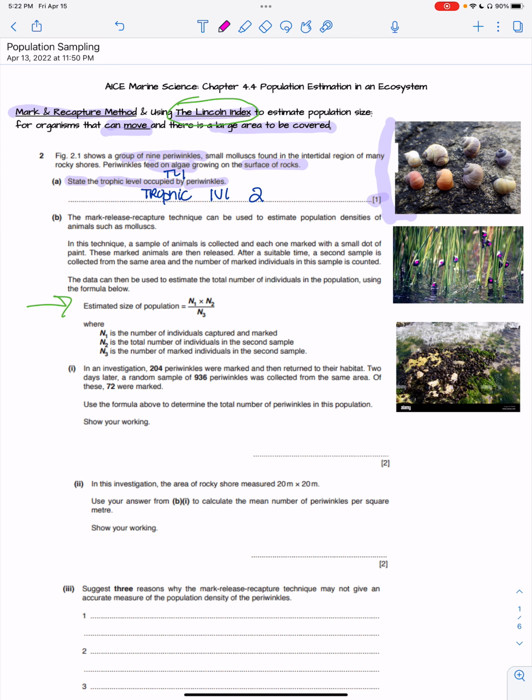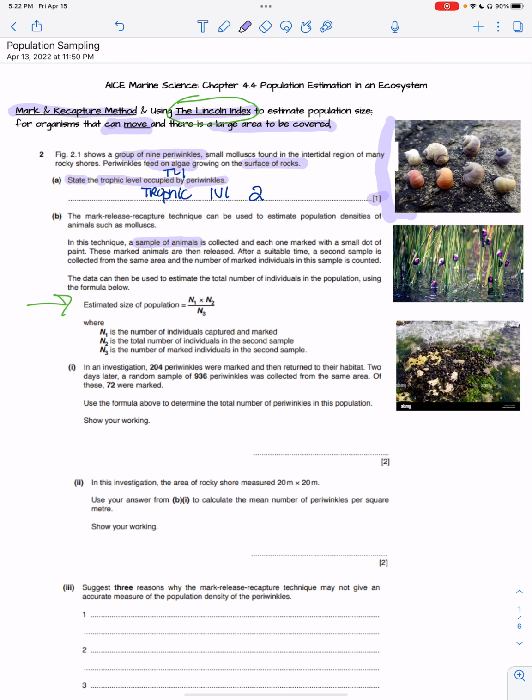But there are some downsides to that, and we'll discuss that too. Okay, so the steps. This technique, a sample of animals is collected. Each one will be marked with a small dot of paint. For different organisms, that's just the first step.